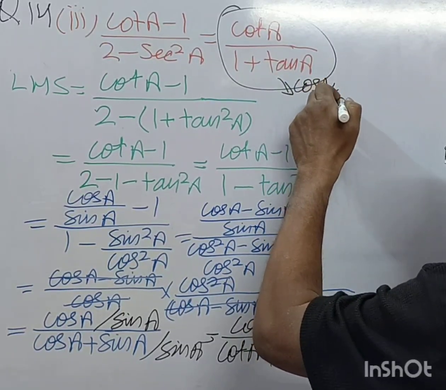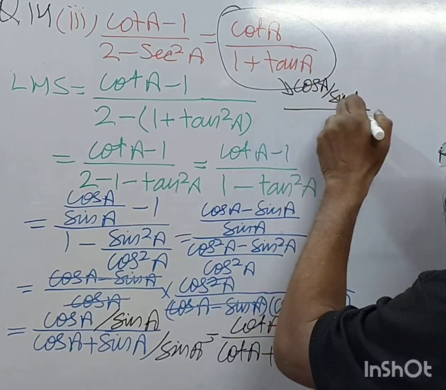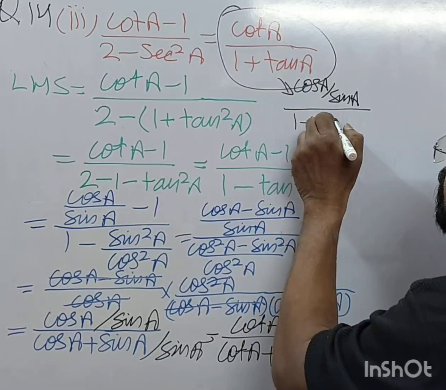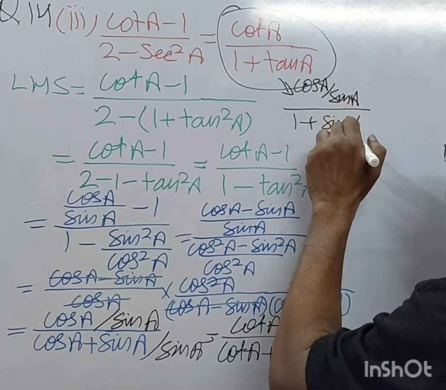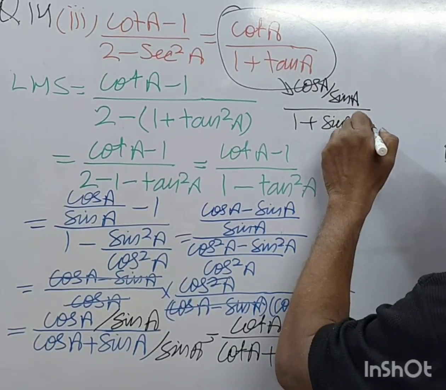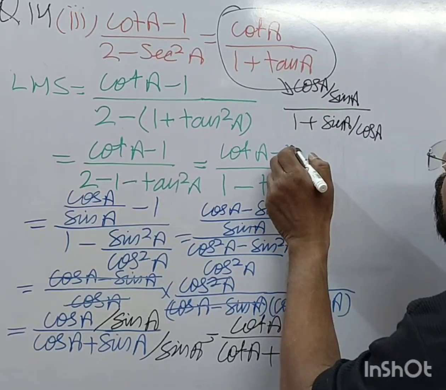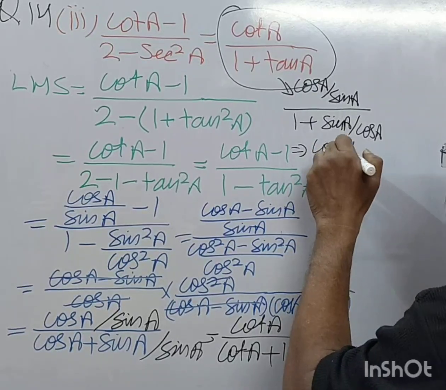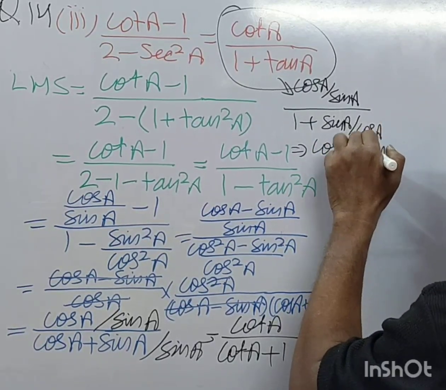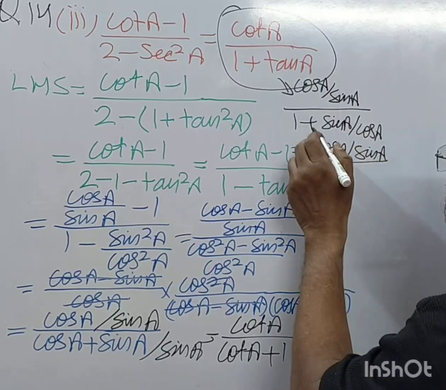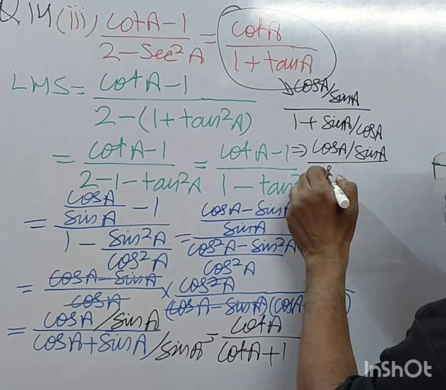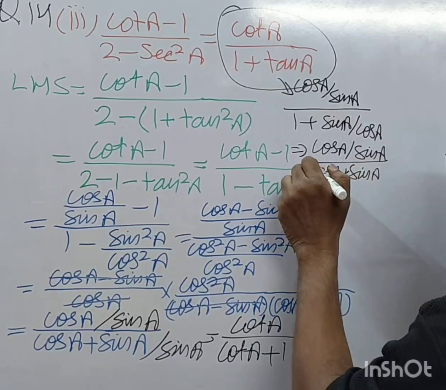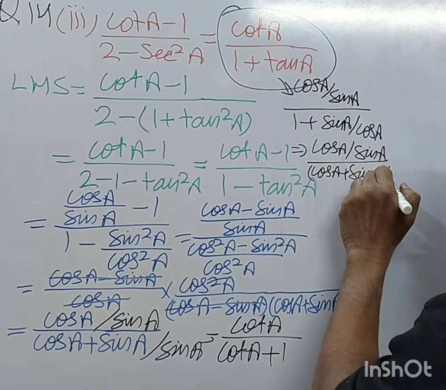Cos A upon sin A upon 1 plus sin A upon cos A. So it can be further written as cos A slash sin A upon cos A plus sin A upon cos A.